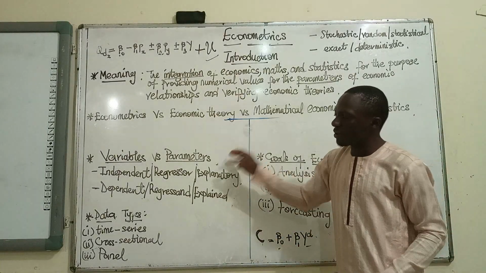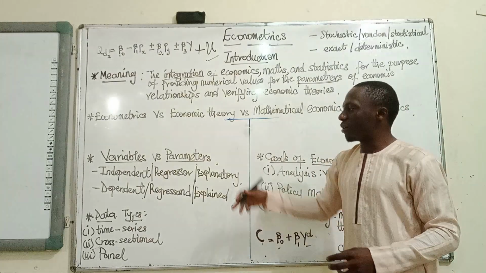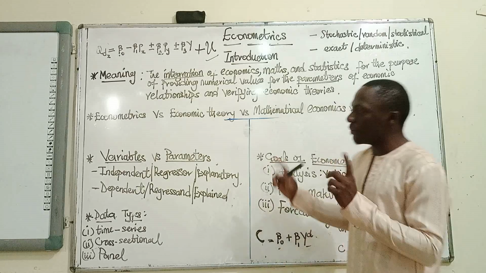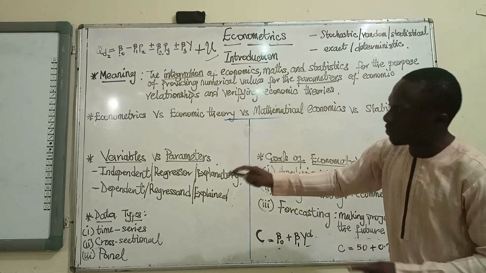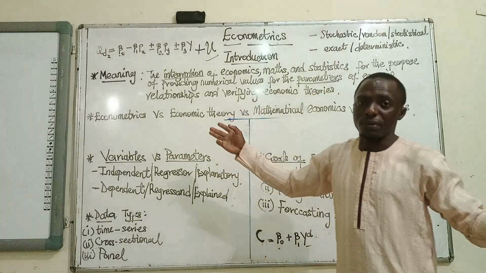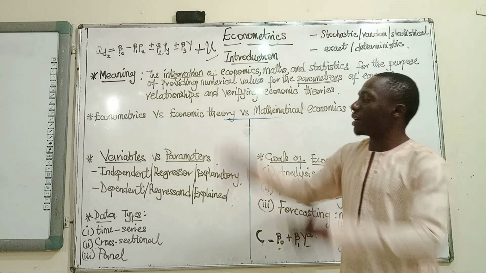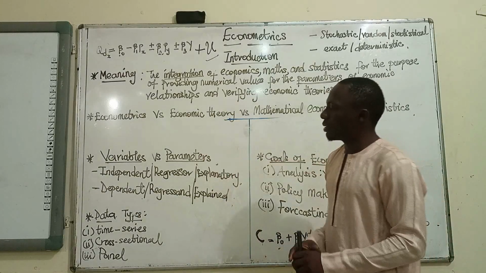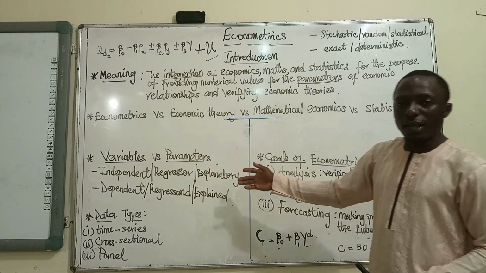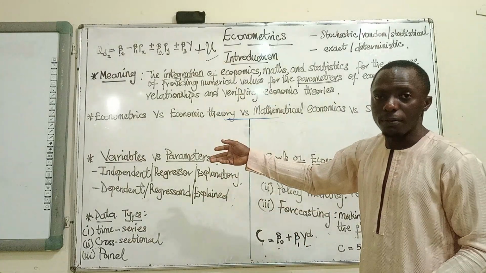But parameters, they are coefficients. In mathematics, we call them coefficients, and they are like constant terms. So one of the differences between variables and parameters is that variables can always take different values. However, parameters are constant in nature. Variables can always take different values, while parameters are constant in nature. So parameters are like the coefficients of variables.